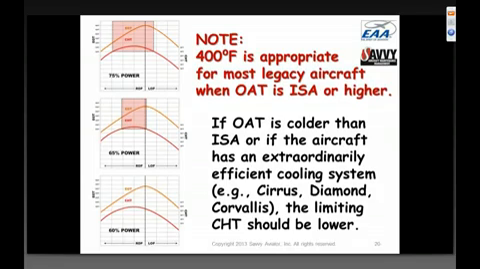And that would be true of other comparable aircraft that have very modern design engine cooling systems that are more efficient than usual. For the typical airplane, a Cessna 182 or a Bonanza or the Cessna 310 that I fly, or a Piper Cherokee or anything like that, the 400 is an appropriate value. But if the outside air temperature is very cold, or if the aircraft is a modern design that has a very, very efficient cooling system, we'll want to lower that number a bit.